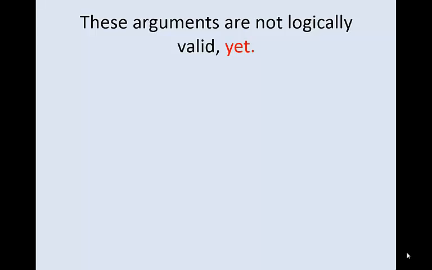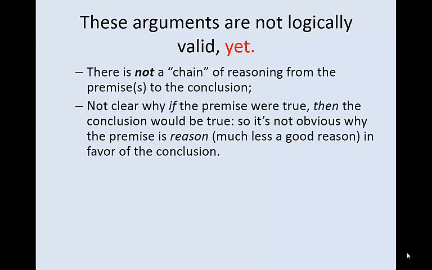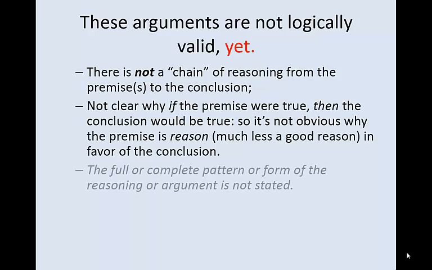These arguments aren't logically valid yet, the previous ones. Why is that? There's not really a chain of reasoning from the premise to the conclusion. It's not clear why, if the premise were true, then the conclusion would be true. So it's not really obvious why the premise is a reason, much less a good reason, in favor of the conclusion. Somebody could see the stated premise and just be puzzled, not understanding why this is supposed to be a reason for the conclusion, because they don't understand the connection.